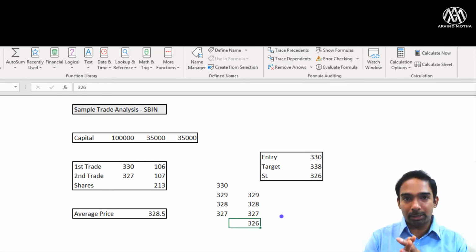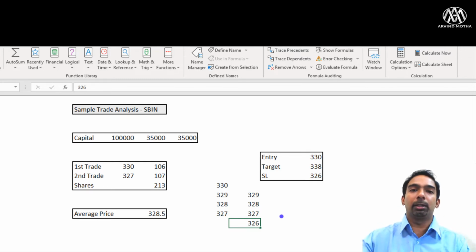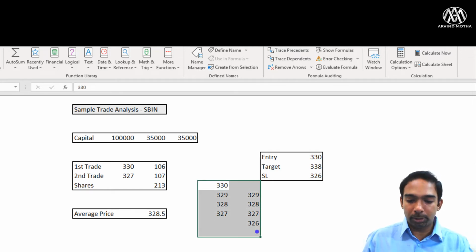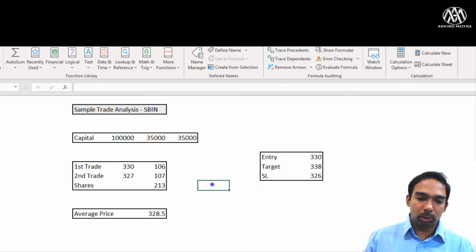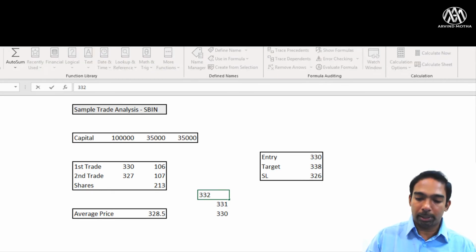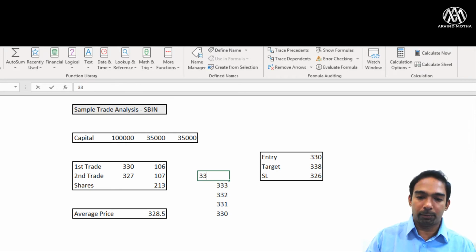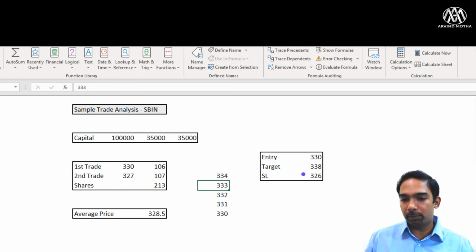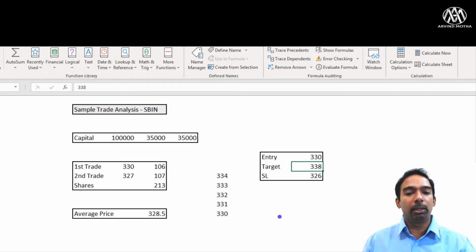Now let's look at an example if the price is increasing, and what you can do in terms of averaging. So I'm going to remove this. Say you buy the stock at 330, and the price goes up to 331, 332, and all the way up to 334. My target is still 4 rupees away, so I see a good bullish trend, and I'm confident that SBI Bank is again going to hit my target.